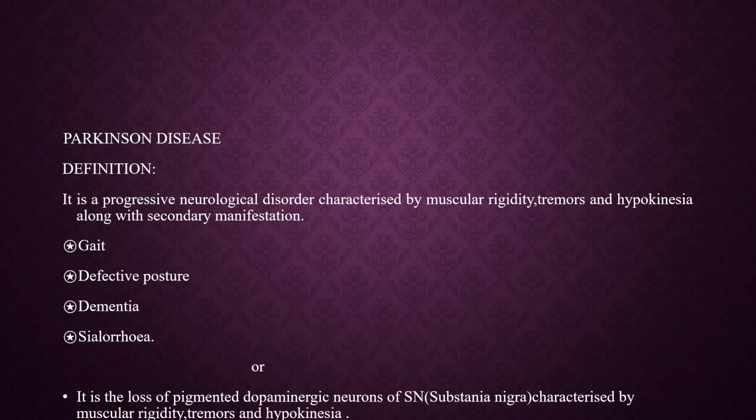It is an excitatory neurotransmitter. So agitation, everything, is related to dopamine. Dopamine level is getting depleted in the substantia nigra. Same characteristics, the primary characteristics, which are muscular rigidity, tremors and hypokinesia.